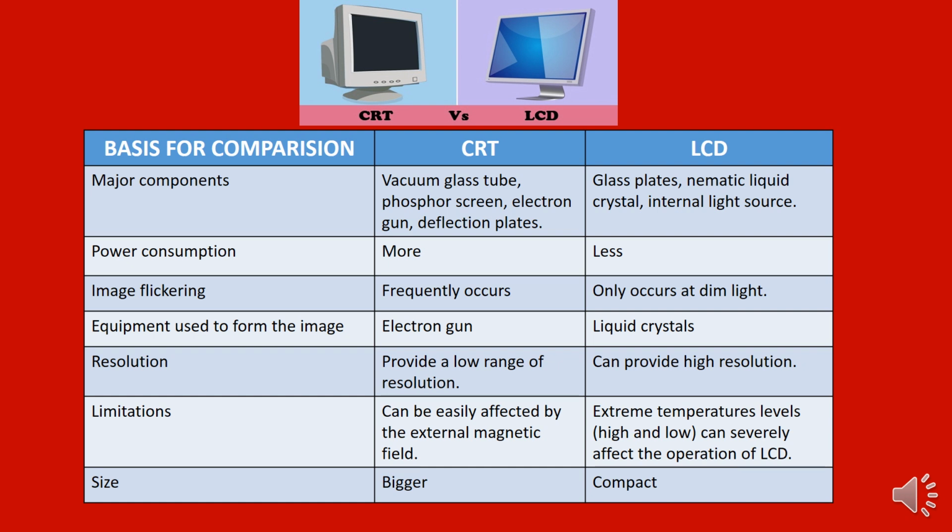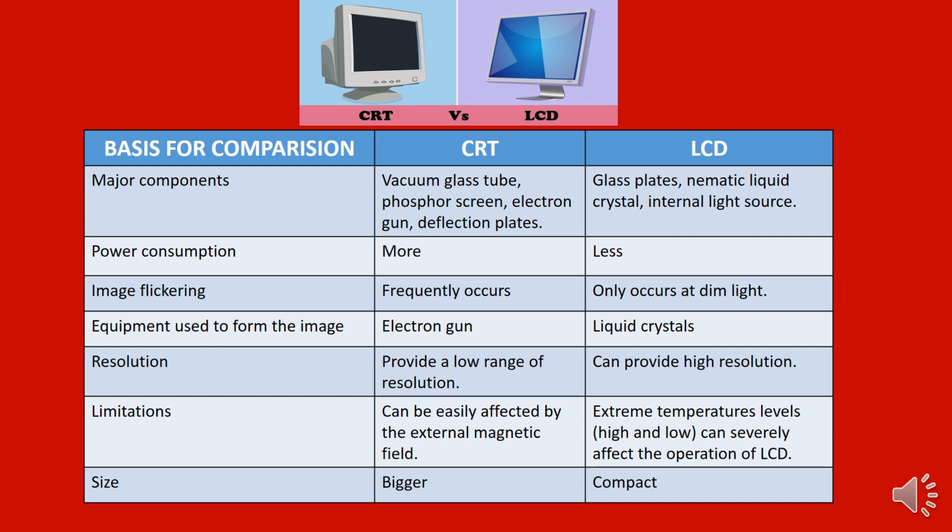Students, now here is a small comparison chart of CRT monitors and LCD monitors, that is, the thin flat technology and the CRT technology. In CRT, the major components used are vacuum glass tube, phosphor screen, electron gun, and deflecting plates, whereas in LCD, glass plates, liquid crystal and an internal light source are used as major components. Power consumption by CRT is more in comparison to LCD. Image flickering frequently occurs in CRT, whereas in LCD it occurs often at dim light.